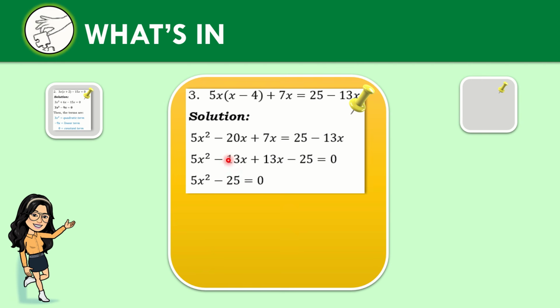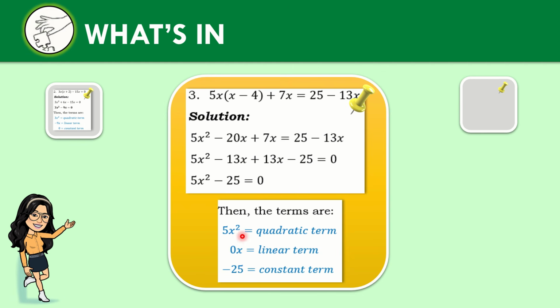Since negative 13x plus 13x will now be changed to 0, or the result will be 0. Thus, 0 minus 25 will give you negative 25. So this is now our quadratic equation. So based on this, our terms are as follows. 5x squared, that's our quadratic term. 0x, that will be our linear term. And negative 25 as our constant term.